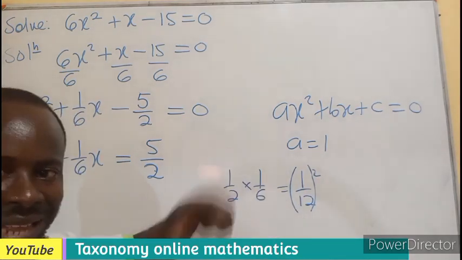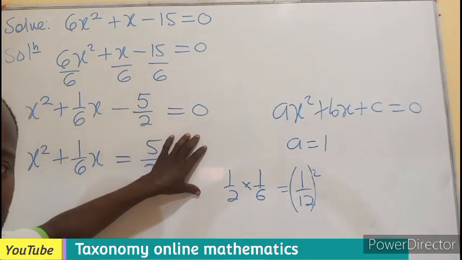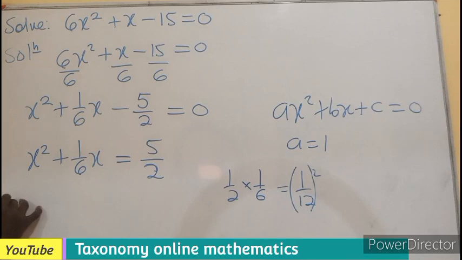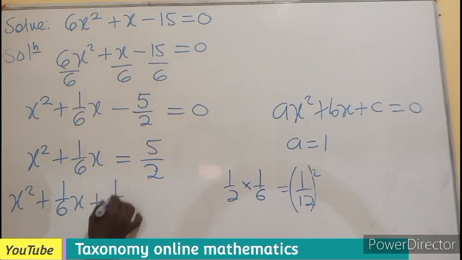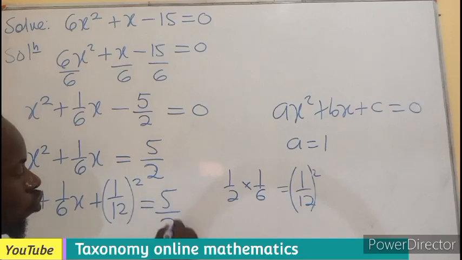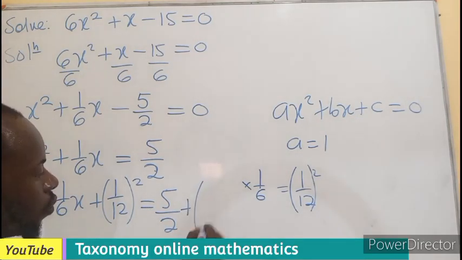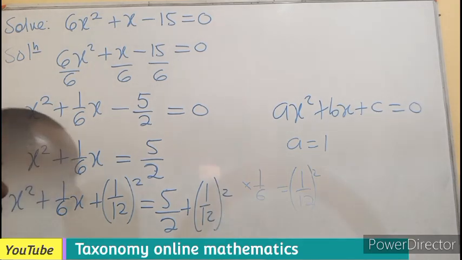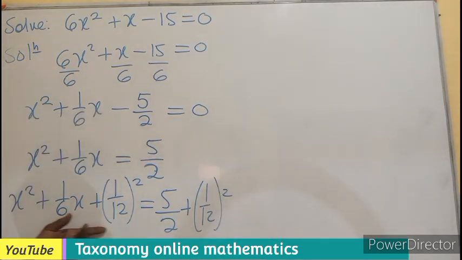Then when you get the square of that answer, you add it to the left and add it to the right. Meaning, I'll be having x squared plus 1 on 6x plus 1 over 12 all squared equals 5 on 2 plus 1 over 12 all squared. Now, this is the perfect trinomial. Meaning, if you find half of this and square it, it will give you this. So you only pick the x and the number in the bracket.